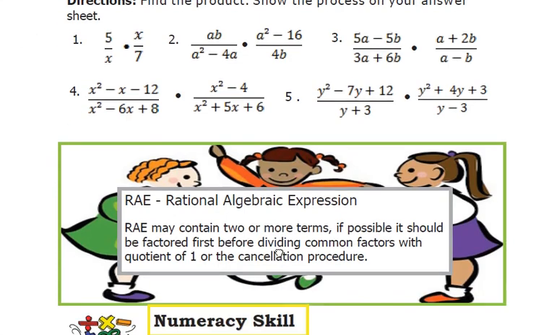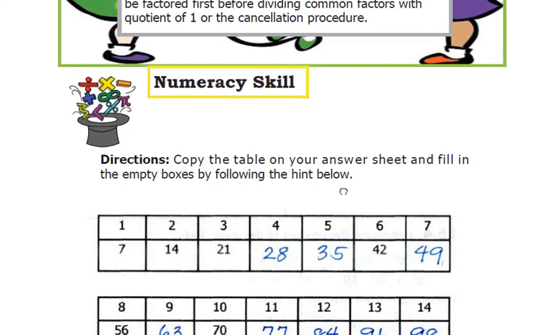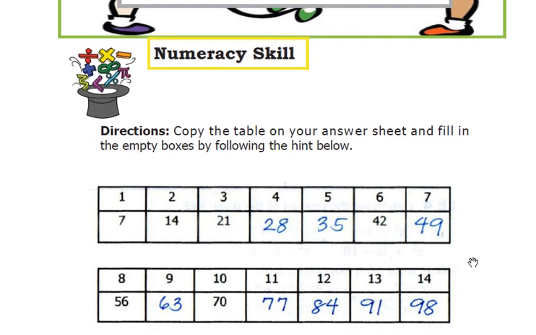Let's move on to the numeracy scale. I'll just show it here. So it's skip counting by 7. And on this row, skip counting by 8. 56. What's next? 63. So this is skip counting by 7.